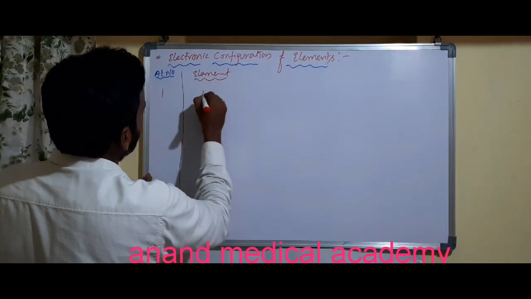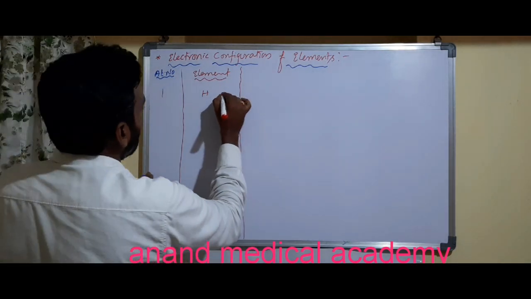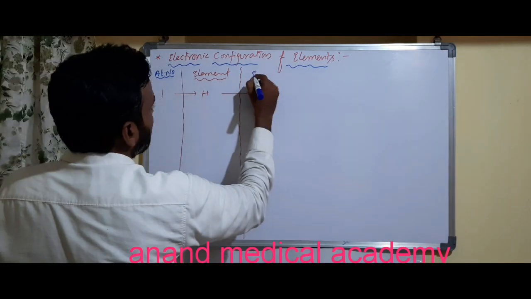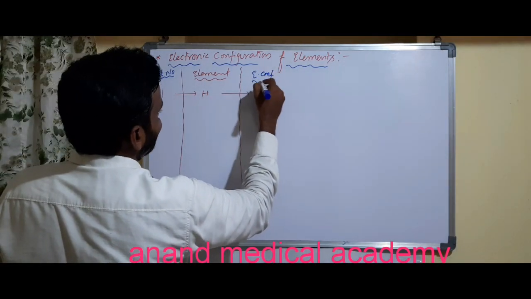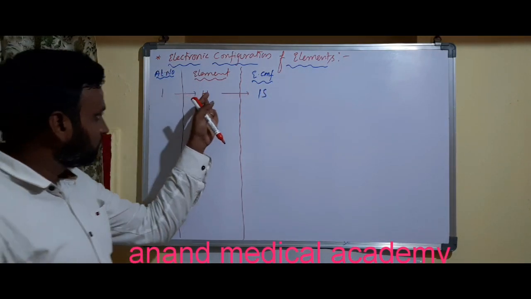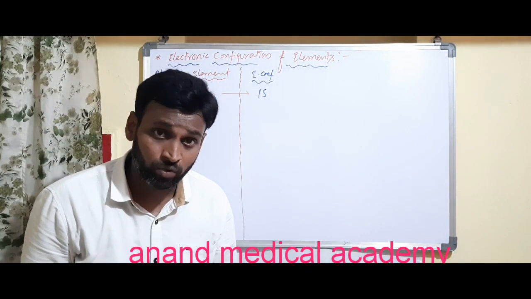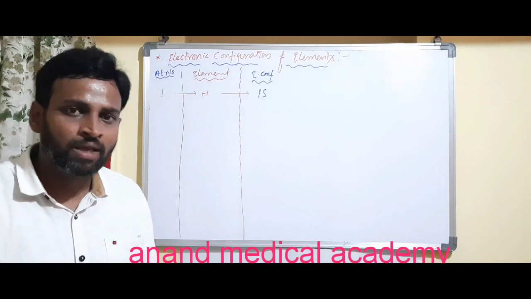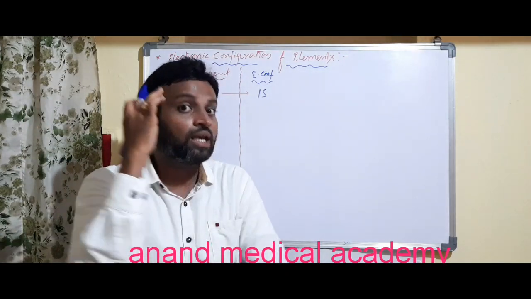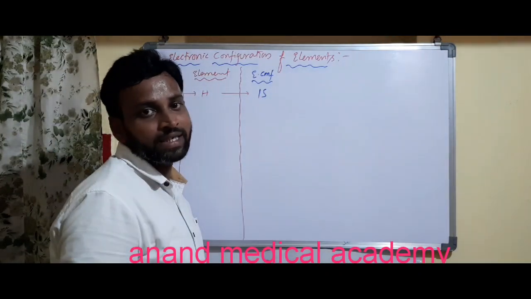The element is hydrogen. What is the electronic configuration of hydrogen? Let's see. It's 1s, because this is the first element we have, hydrogen. So the first subshell we have to fill. What is our first subshell? The first subshell is present in the first shell, the K shell. What does the K shell consist of? 1s. I told you clearly.